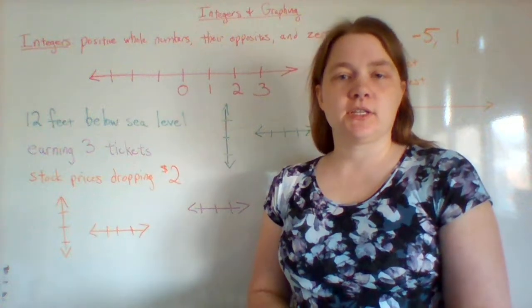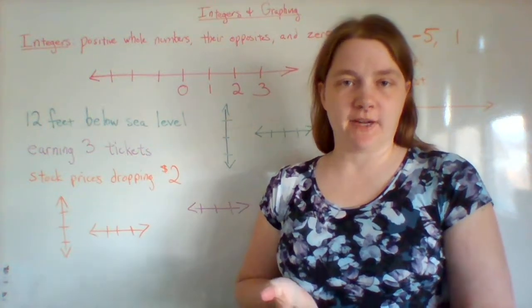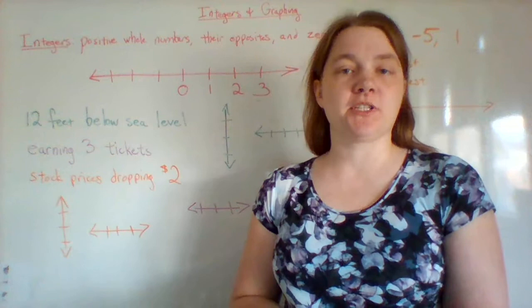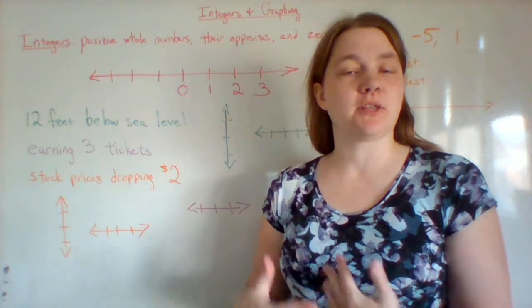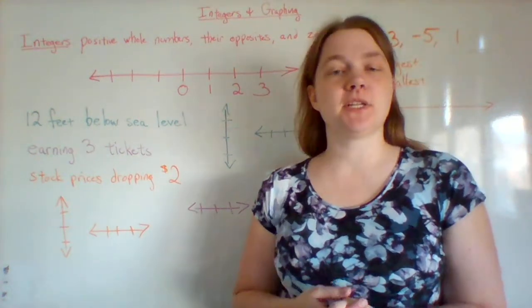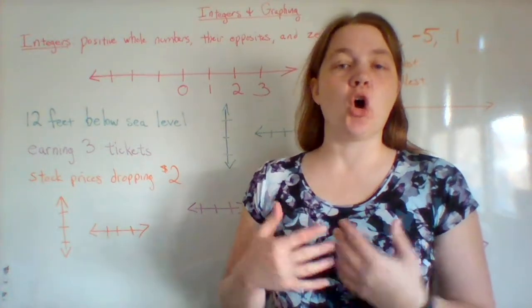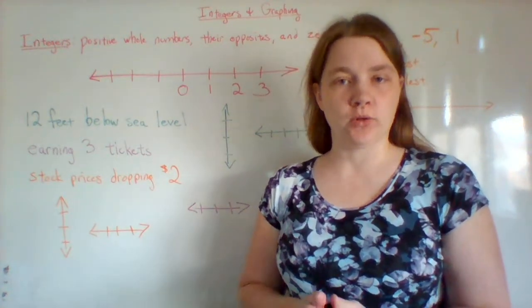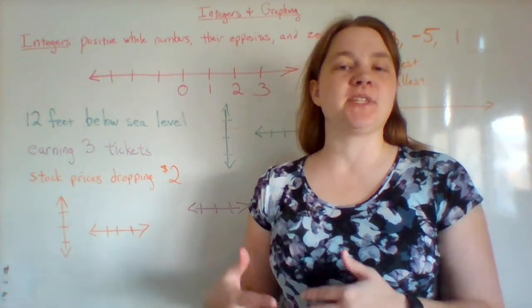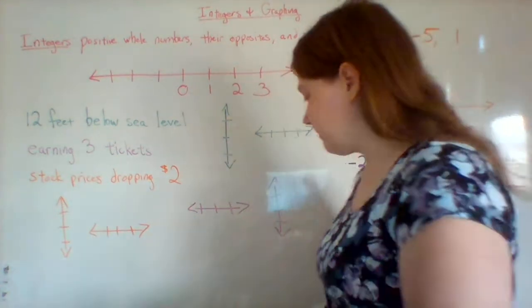This video is going to talk about integers and graphing. And there's a couple keywords that you're going to have to know to get through this. The first keyword is integer. And what an integer is: all of the positive whole numbers, their opposites, and 0.